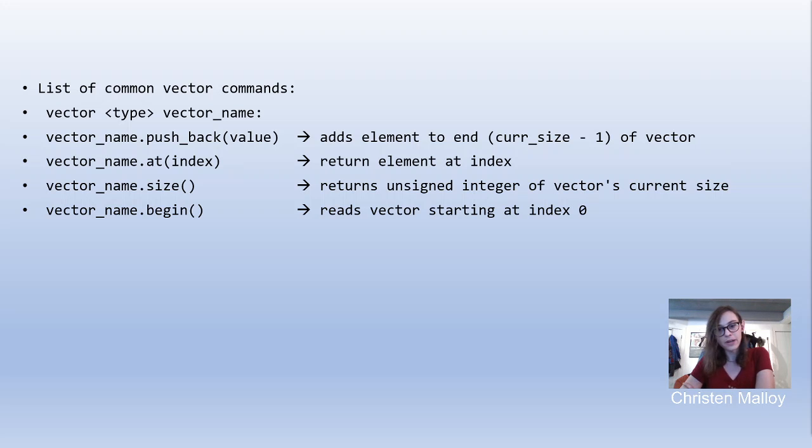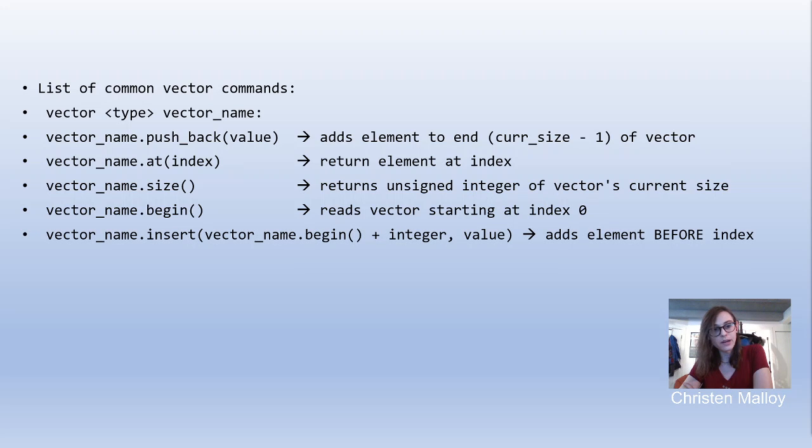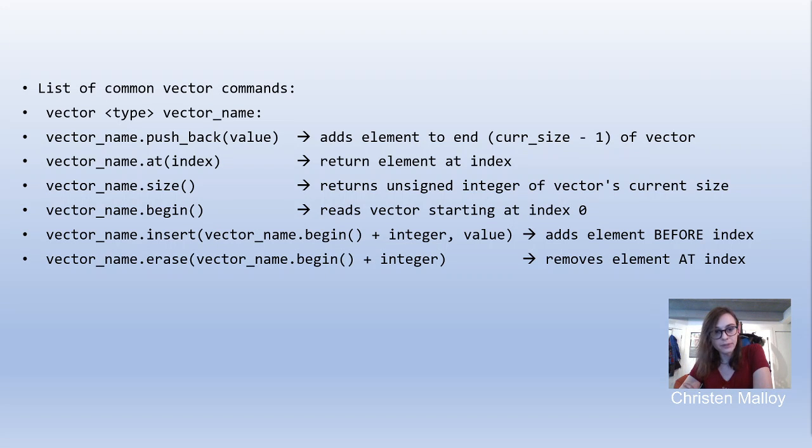Vector.begin reads the vector starting at an index of 0. So instead of specifying an index, you can always just use .begin. The .insert function takes in some starting index plus an integer and then a comma and a value. So it adds an element before an index. The vector.erase takes in some index plus an integer and removes an element at a particular index. So say you wanted to move something in the middle of your vector out, you could take out that particular element and keep the ordering of your vector.